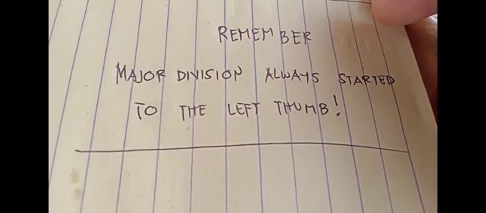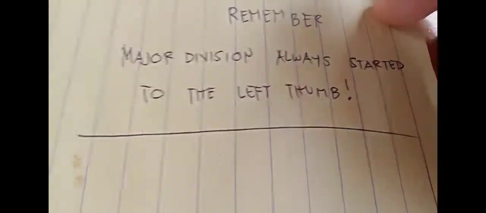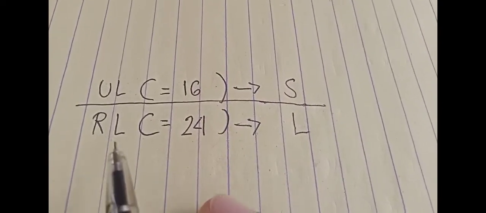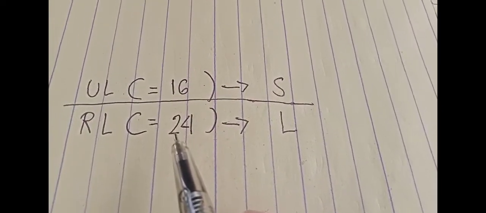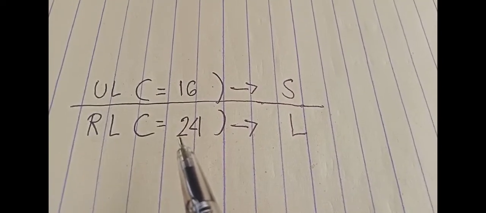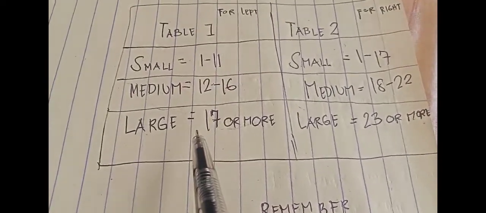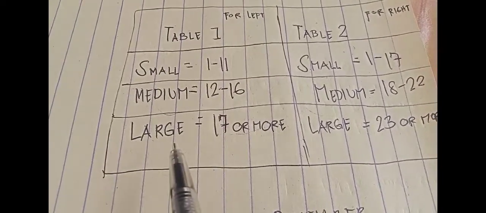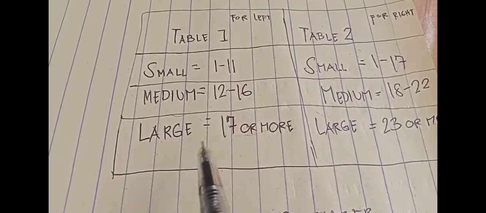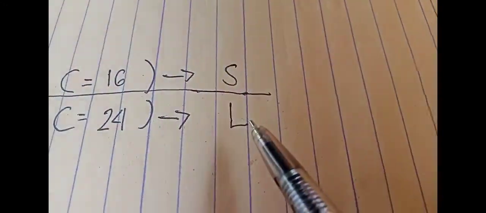So we will proceed to the problem. As I said, major division always starts with the left thumb. So we will start at the denominator or at the bottom. So we have here a radial loop. It has a ridge count of 24. So we will look for its symbol at table 1. It is 24, so it clearly has a symbol of large. So I wrote a capital letter L.